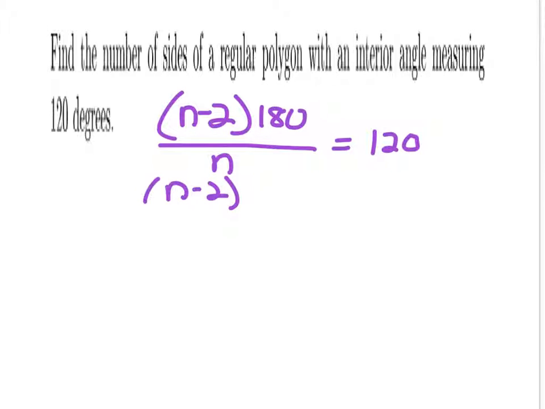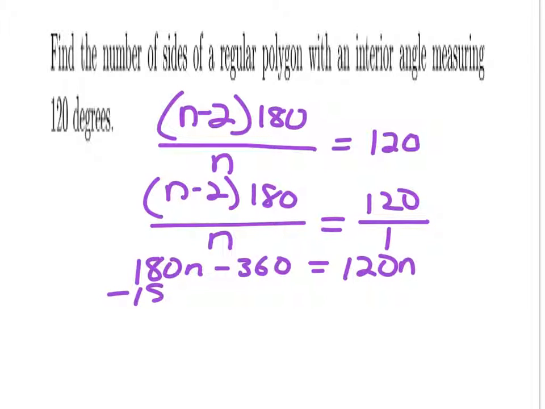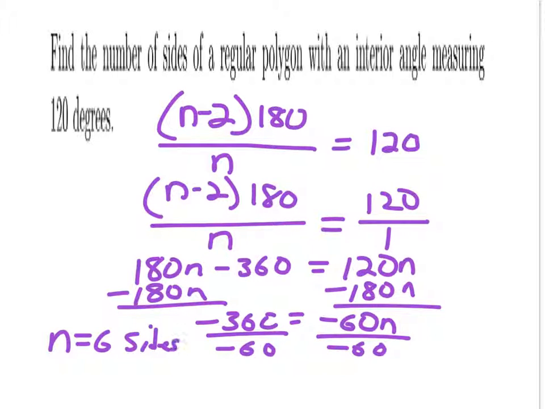You may need to set this up in proportion form so you can see that you need to cross multiply here. So I'm going to go 1 times this and n times this, and then when I multiply 1 times this, I'm going to distribute. So that's 180n minus 360 equals 120n, and then subtract 180n from both sides. I would get negative 360 equals negative 60n. Divided by negative 60, I get n equals 6 sides, so it's a hexagon.